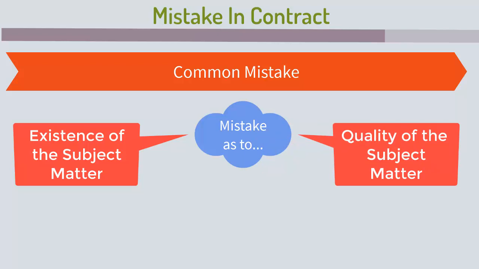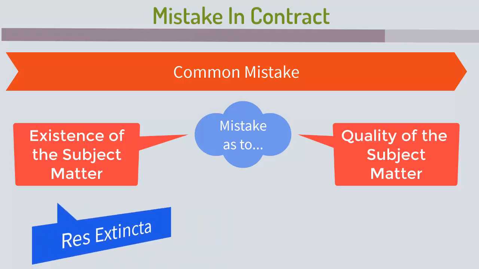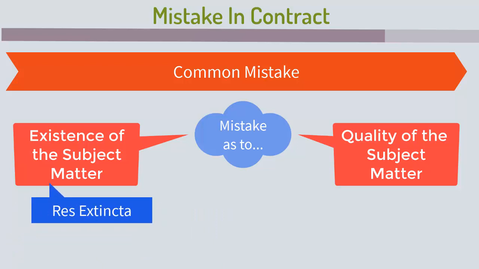Now, where the mistake is over the existence of the subject matter of the contract, the situation is known as res extincta. That is, the thing is destroyed. It means the contract is formed over something which is not available. So the mistake is so fundamental that the contract is held void. Cases such as Couturier v Hastie, Galloway v Galloway, and Scott v Coulson are illustrative of this point.